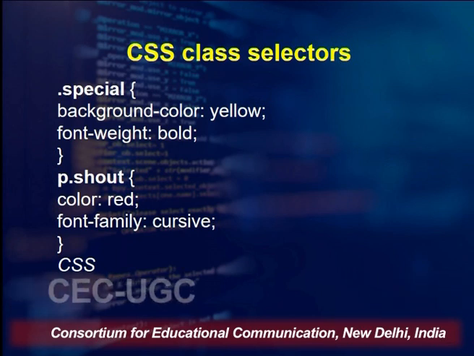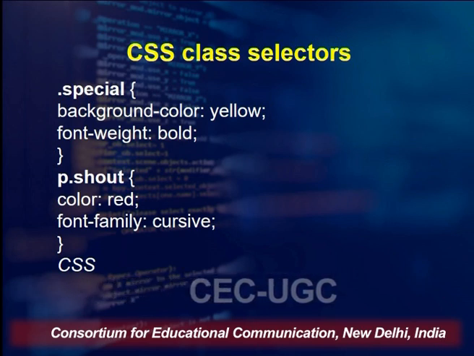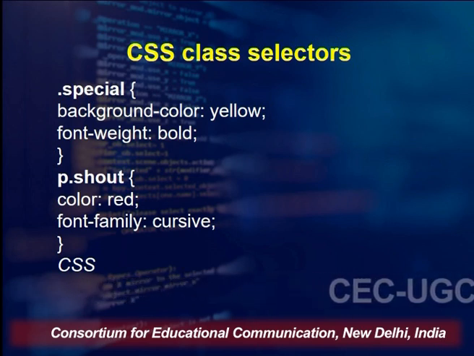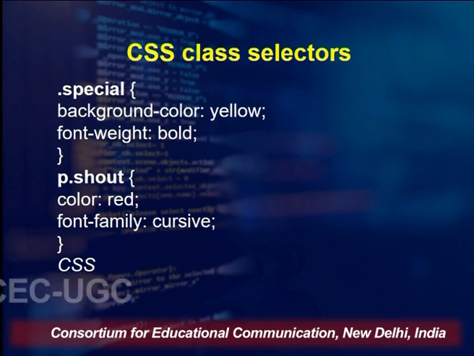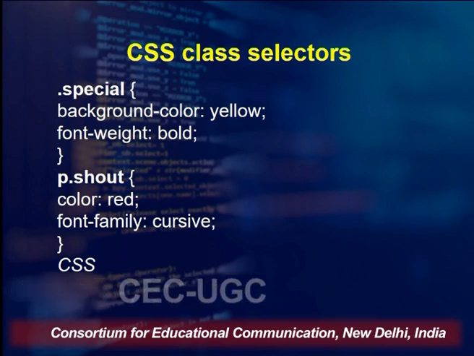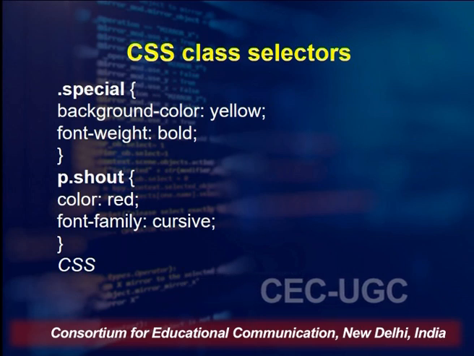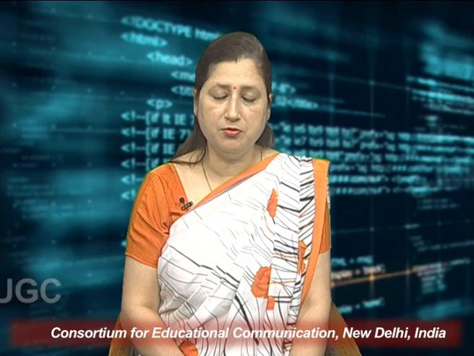So how do you use that? You will define the class using a period. So you will write dot special. So this means that special is the name of a class, right? And now this special, you are defining that the background color is yellow, font weight is bold.